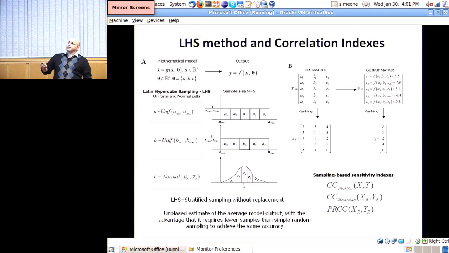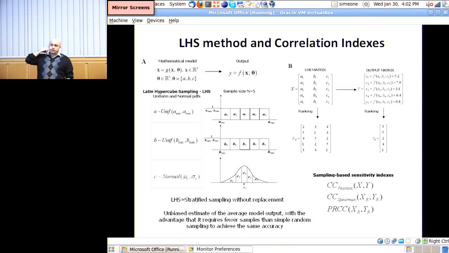The next step is defining the parameter matrix, plugging these parameters into the model, and getting some output. Then we can simply correlate the raw values, which gives the Pearson correlation coefficient. Or we can rank these values and use a Spearman correlation, which filters out a little bit of nonlinearity. Or we can use the partial rank correlation coefficient, which is the best choice, and takes into account collinearity between all these parameters and the output too.